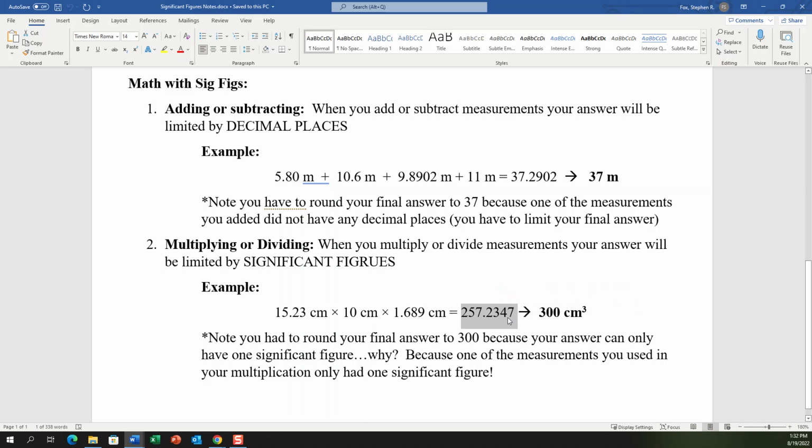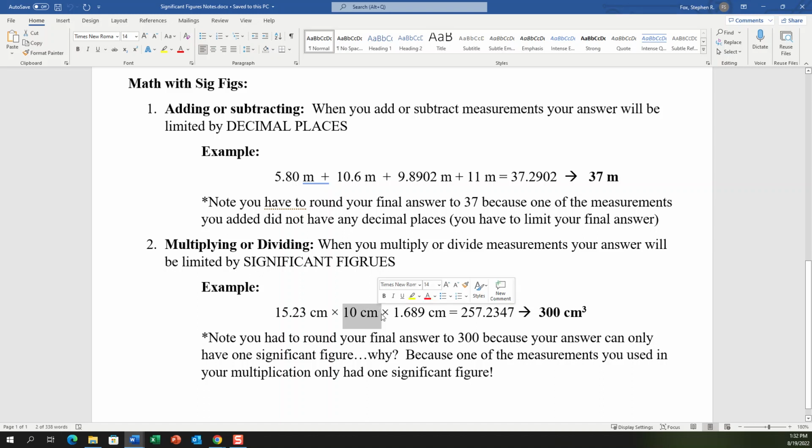So how do I round that to 1 sig fig? I go to the first significant digit from left to right, and then I use the second one to round up or down. So 2, and then 5 rounds the 2 up to 3, and then 300. So remember, these zeros are not considered significant, right? Because they're trailing, but I didn't write the decimal. So here is 300 centimeters cubed, and I had to round to 1 sig fig because that measurement right here only had 1 sig fig.